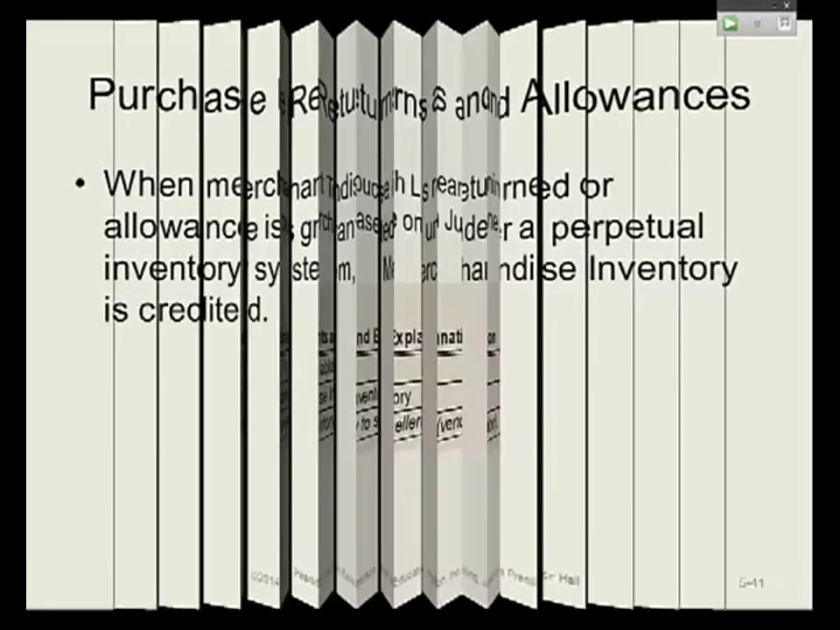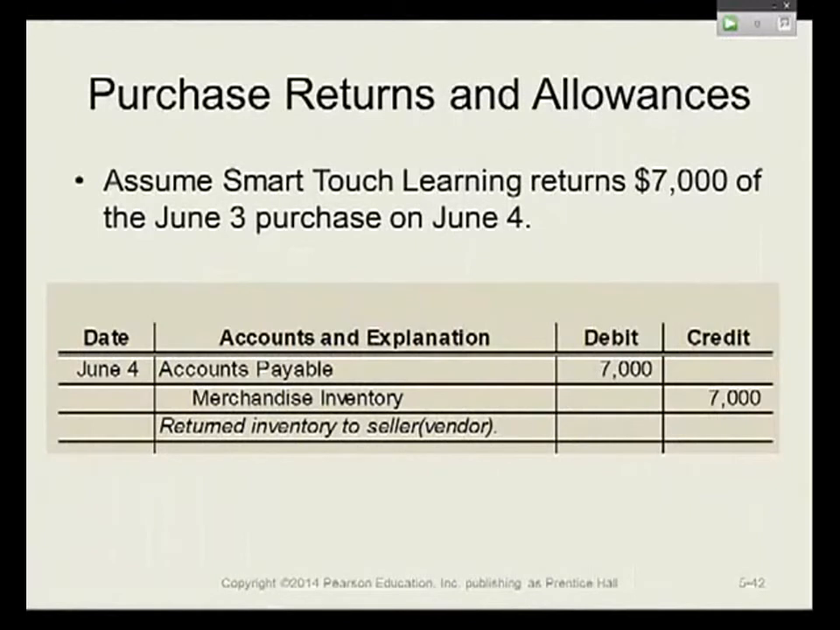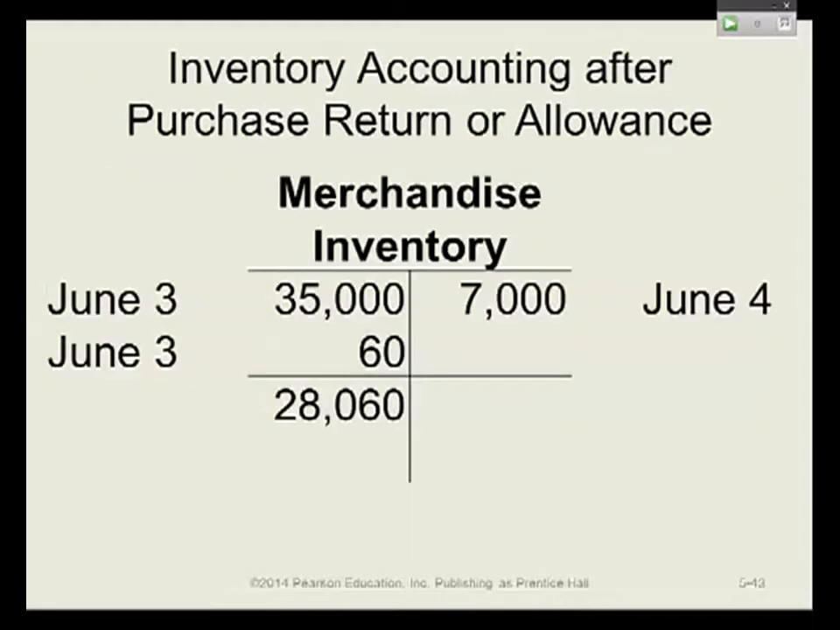So in this case, we assume that Smart Touch returned $7,000 worth of inventory. They debit accounts payable and they credit the merchandise inventory account. So they did that on June 4th. And of course, the T account will look like this. So the merchandise inventory has a balance of $28.60. Now, here's the return, and that's on June 4th.